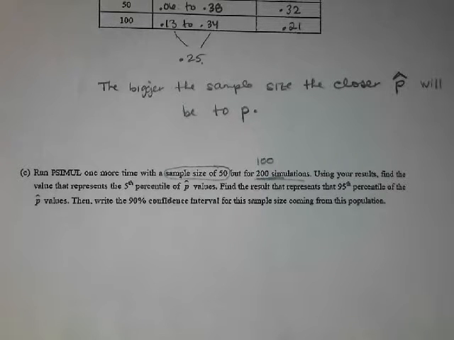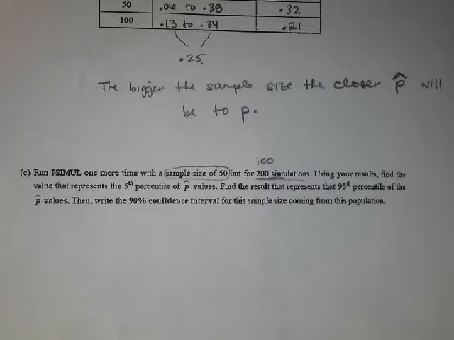Now, this is going to talk about a confidence interval. So, find the value that represents the 5th percentile. Now, I went back to 100 because what's 5% of 100? Just 5. So the 5th score on my list, maybe not. We want the score on my list that's higher than 5%.